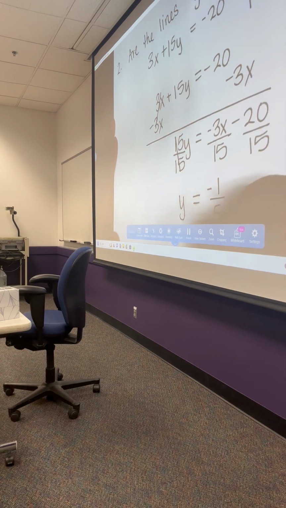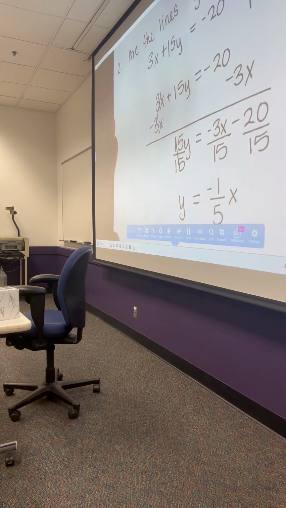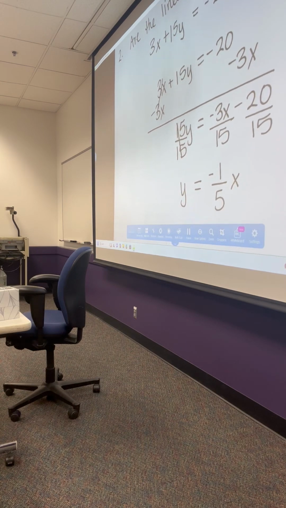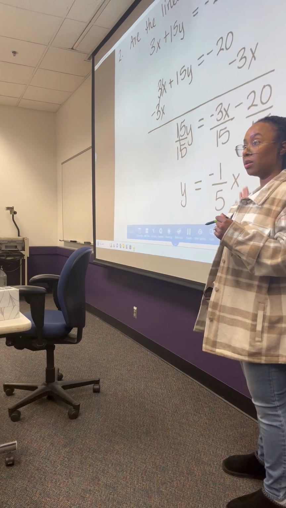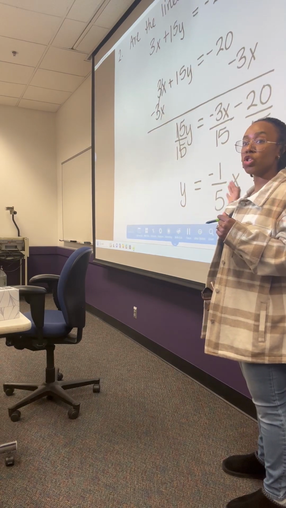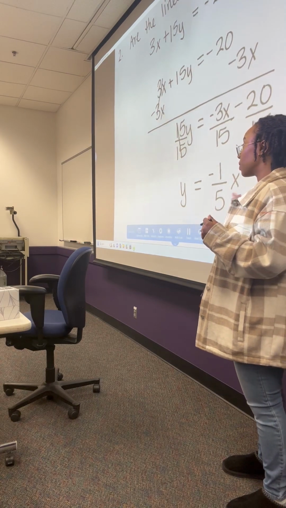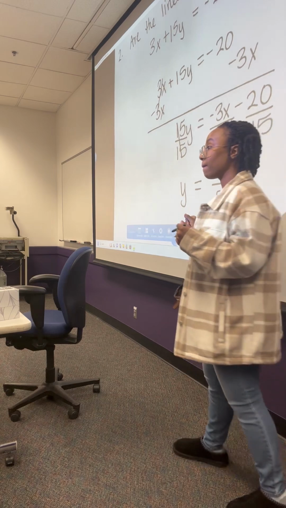Negative 1/5. Your x goes here. Now I'm going to interrupt this. I'm going to interrupt myself actually. If you haven't already erased your board, please do so. I want you to tell me what is the slope here. Show me on your whiteboard what is the slope?